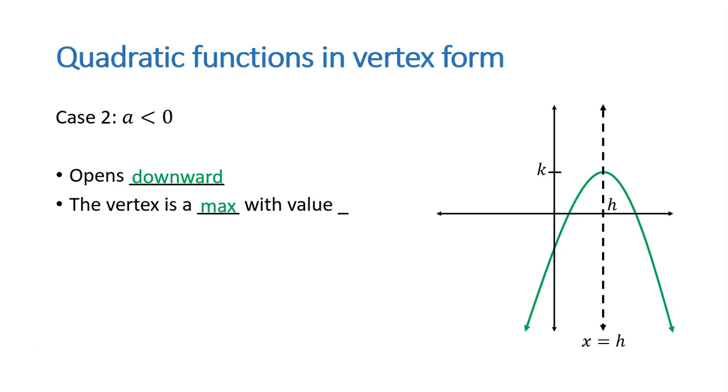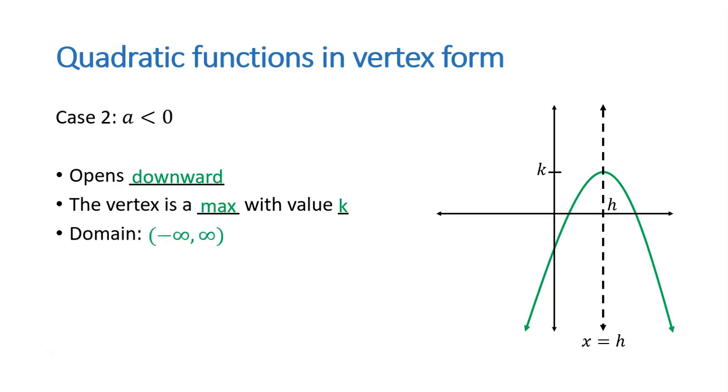However, in this case, the vertex is a maximum with value k. So in this case, the vertex represents the highest point on the graph. Any point higher than that is not on the graph. Anything lower than that we can reach. So the highest value this function can attain is going to be k. So k is the biggest output we could get for any particular input we'd plug into our function.